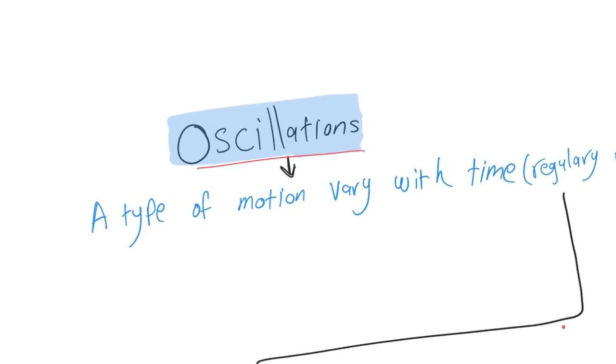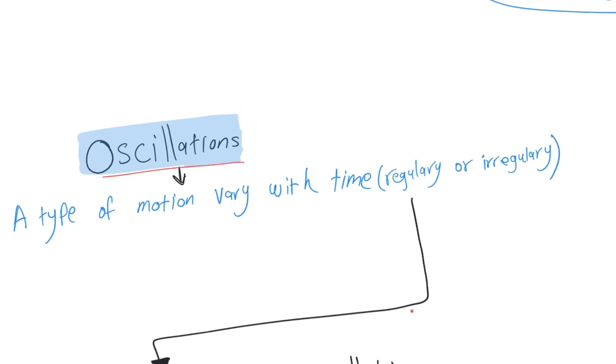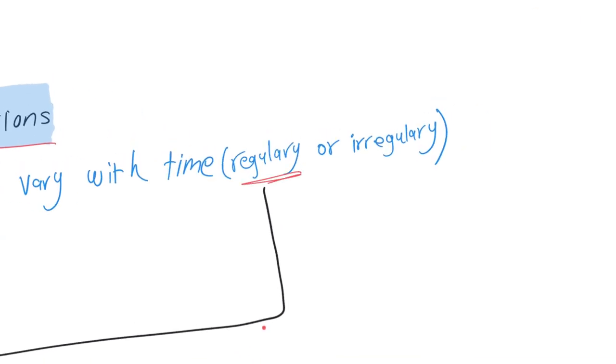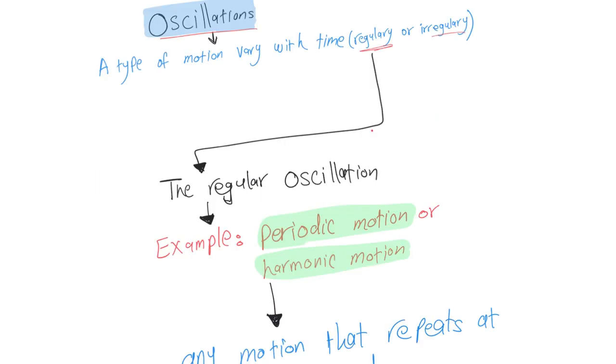Also, if we have a particle here and this particle moves to the right, then to the left, right, left, right, left, we can also say this motion is oscillation. So because of that, what is the oscillation? Oscillation is a type of motion that varies with time, and this variation may be regular or irregular. Okay. In this lecture we will focus only on the regular oscillations.